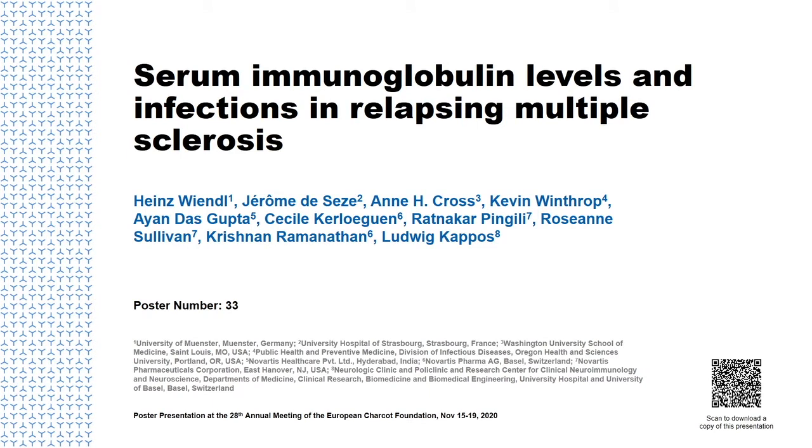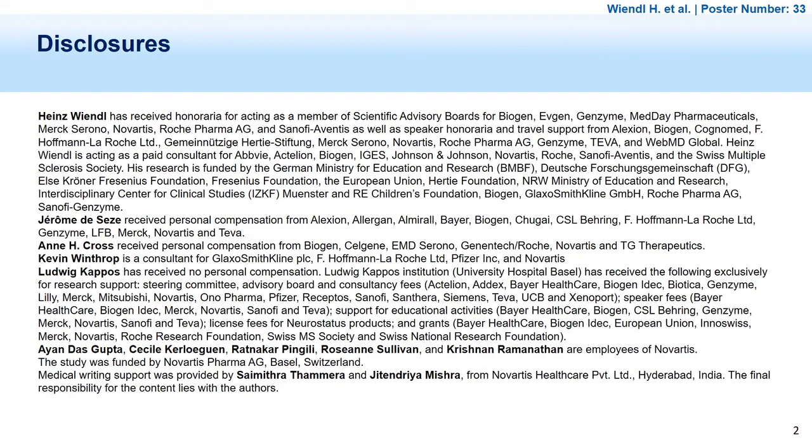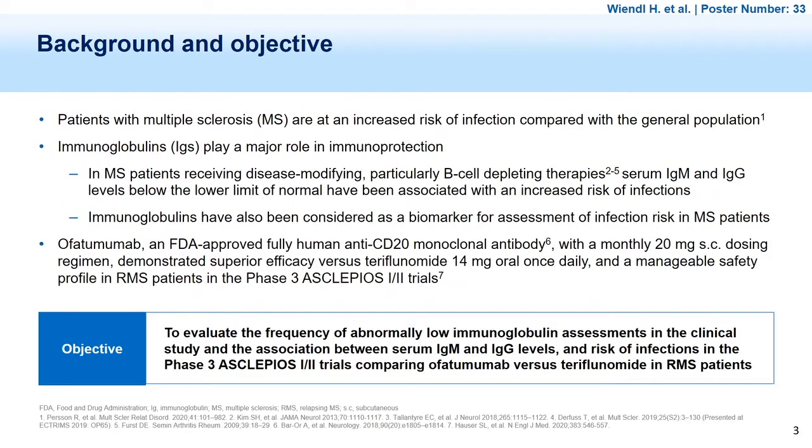I'm presenting this poster on behalf of parts of the ofatumumab group. This is a program investigating the effects of ofatumumab, a monoclonal antibody against CD20, and here, with respect to immunoglobulin levels and infections in multiple sclerosis. You can see the authors' disclosures here, and this is the background.